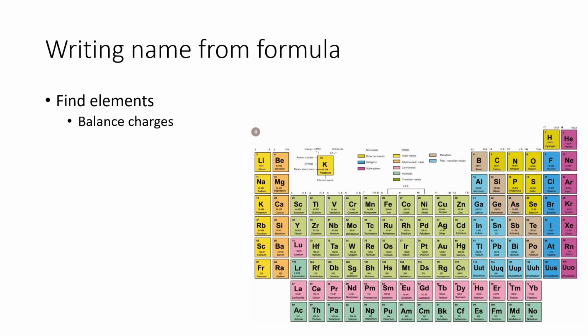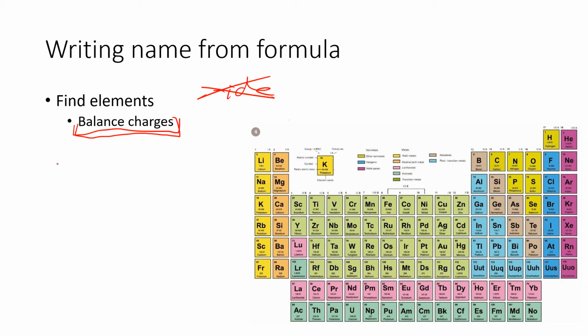Okay. Now let's go into writing names from the formula. Okay, so what we were just doing was writing the chemical formula from the name, but now we are going to write the name from the formula. And to do that, it's really simple. You just find the 2 elements, but there's one extra part involved. Instead of the IDE, you need to know how to balance charges.